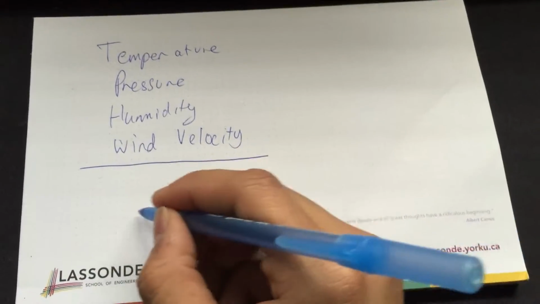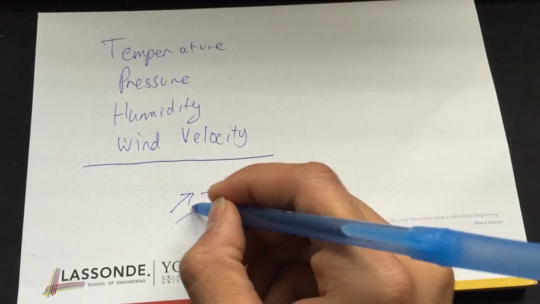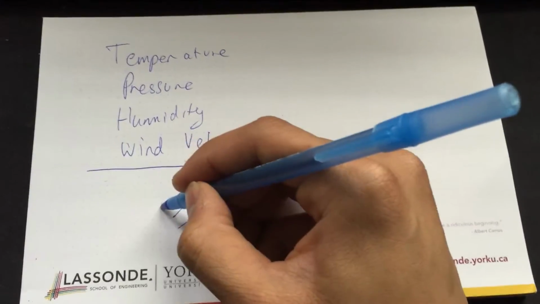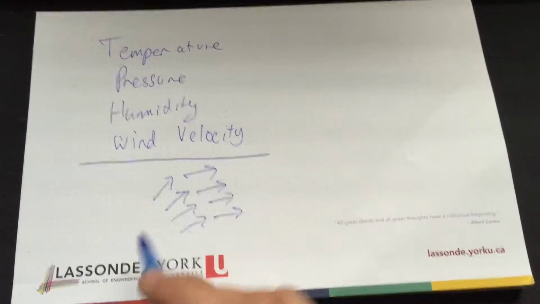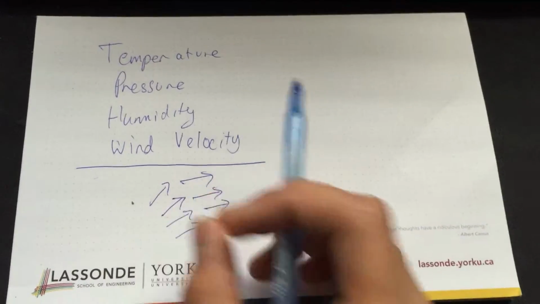The wind velocity can be thought of as a vector field on the Earth's surface, where at each point there's a vector that corresponds to the wind velocity at that point. For example, here it would mean the wind is blowing in this direction with this magnitude.